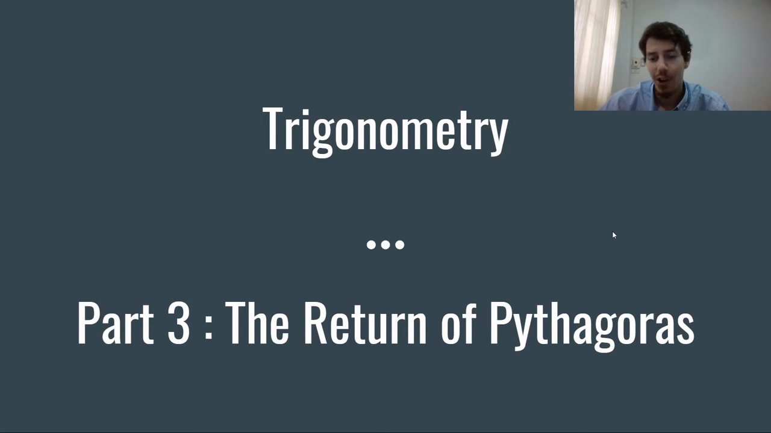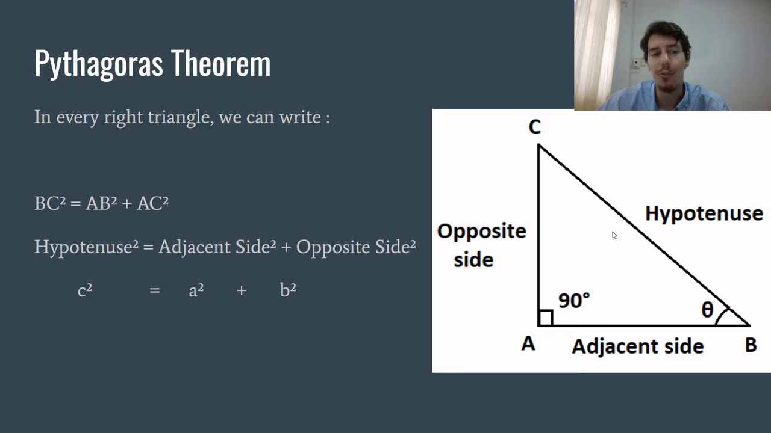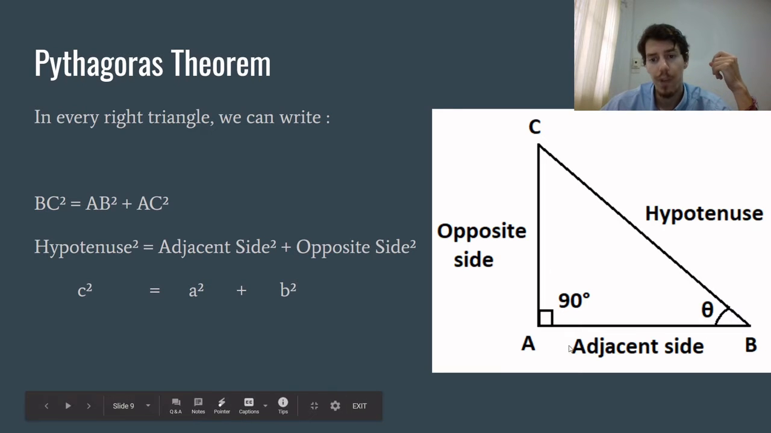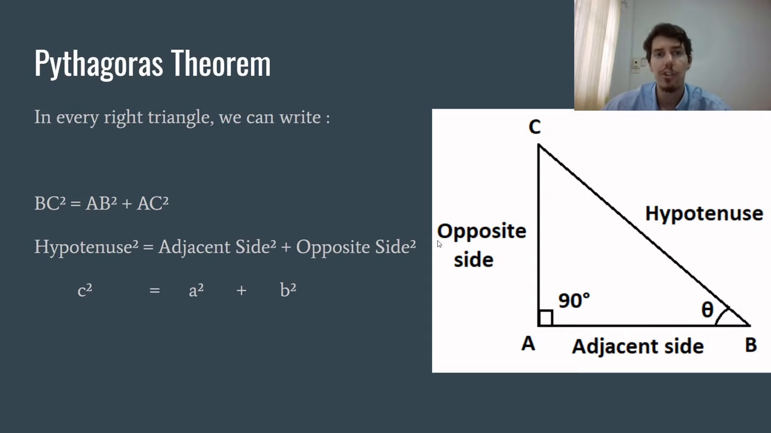Okay, so what we have seen so far is that the Pythagoras relationship, the Pythagoras theorem, we can do only in the right triangle. A right triangle has a right angle. Here, ABC is a right triangle because there is a right angle.